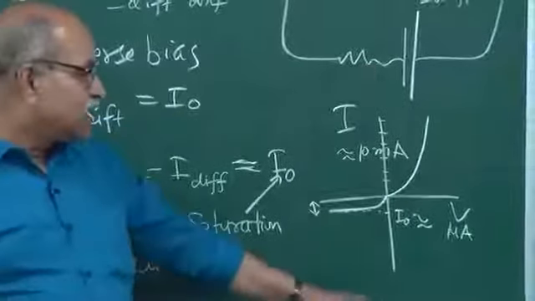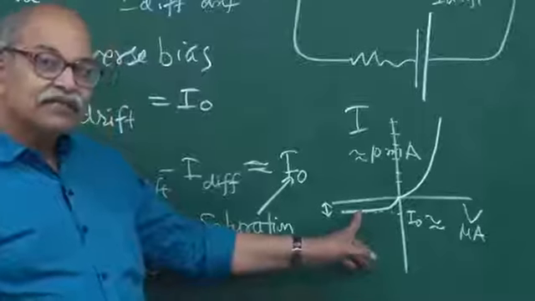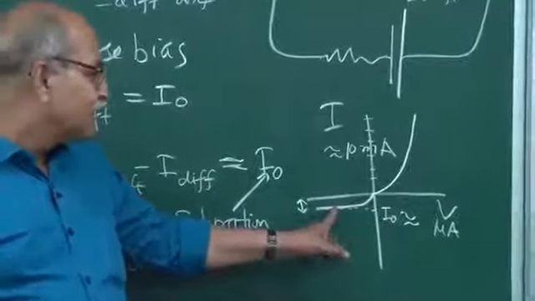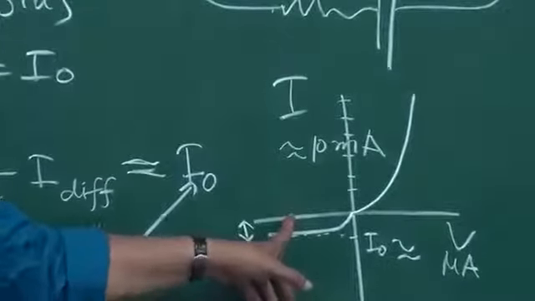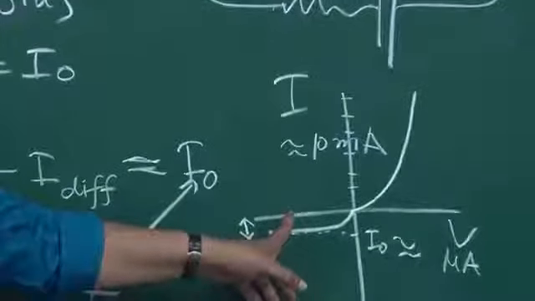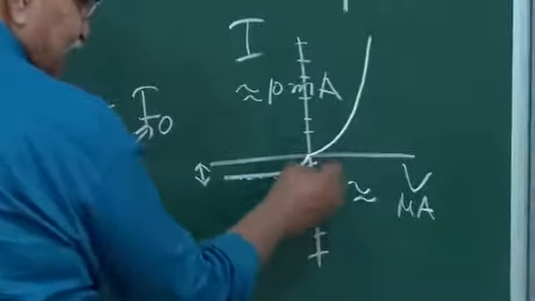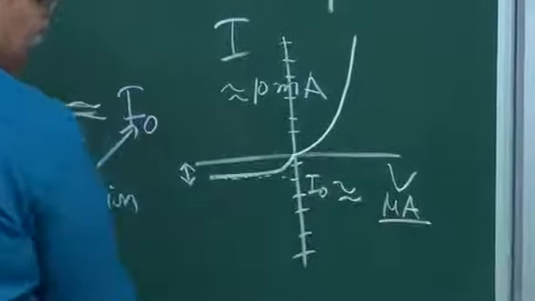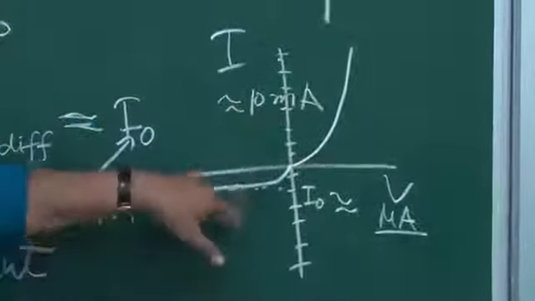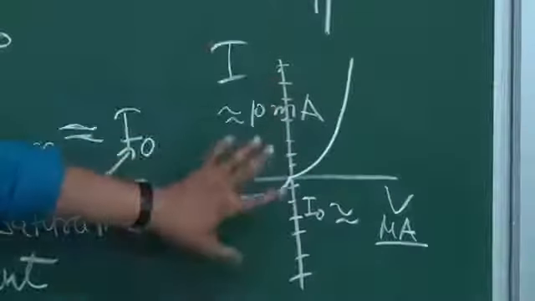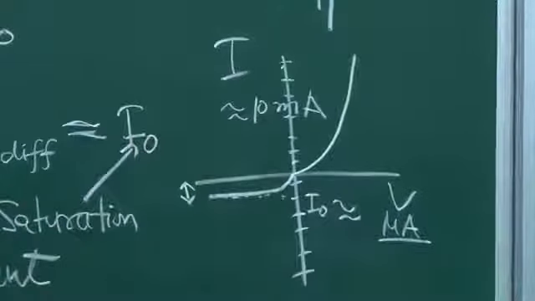So, on the same scale, if you show, this line will be very easily hidden in the width of the axis, whatever axis you draw with your pen, pencil or chalk. Okay. So, generally what people do, they use different scales here. This scale is in microamperes and this scale is in milliamperes. So, you have to read it carefully. So, this is how this IV characteristic takes place.